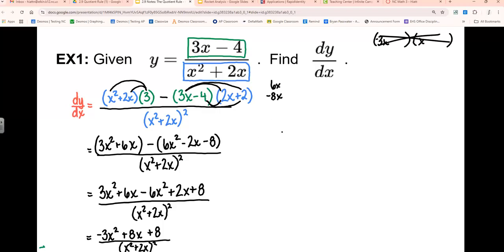So now they may do this right here. We got negative 3x squared plus 8x plus 8. They might do this. X squared plus 2x has a greatest common factor, right? An x could be pulled out of it. They might factor that out, but if they do, it's still inside of the square. So both of those things would have to be squared.